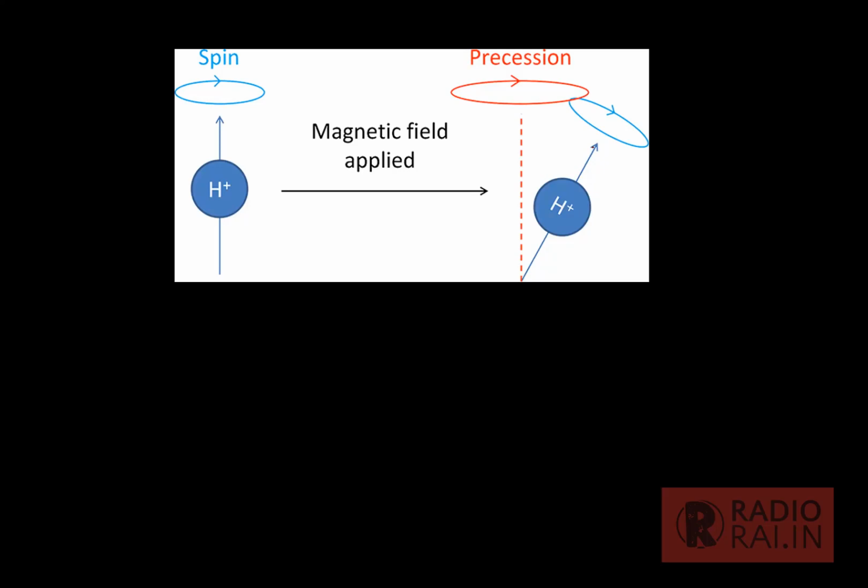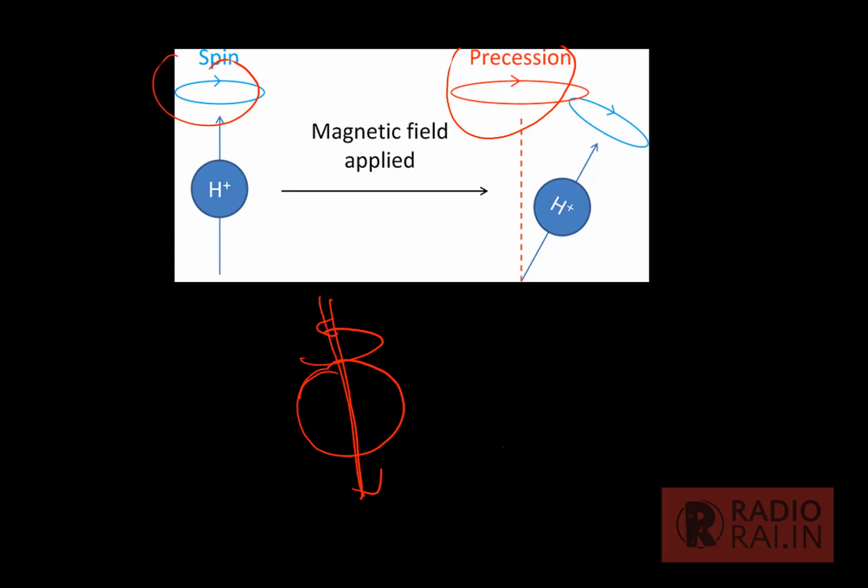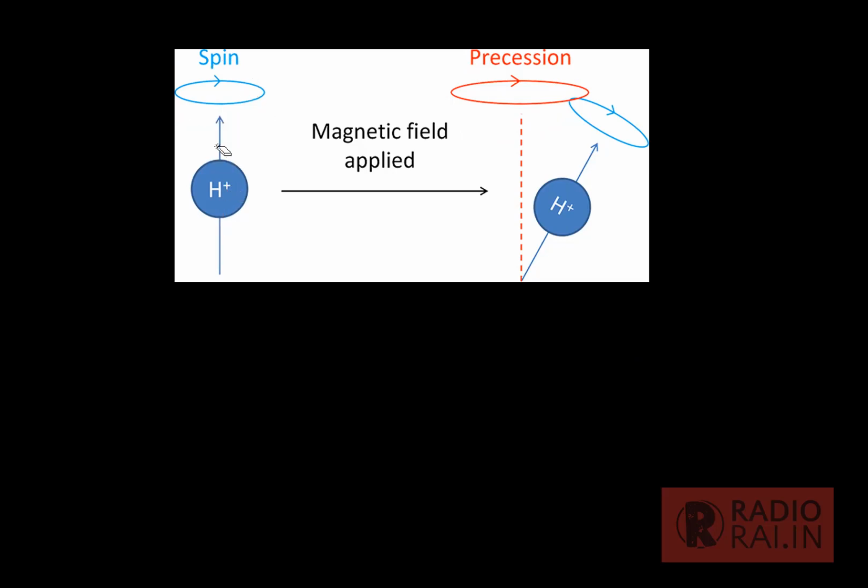Now there is a principle of the spin and the precession. What is this spin and what is this precession? Whenever a molecule rotates on a central axis, it is called the spin. Whenever this axis itself rotates around a center, it is called precession. So this is the axis, and the hydrogen molecule is rotating around it. This is called spin. If this axis rotates around a central line, that is called precession.